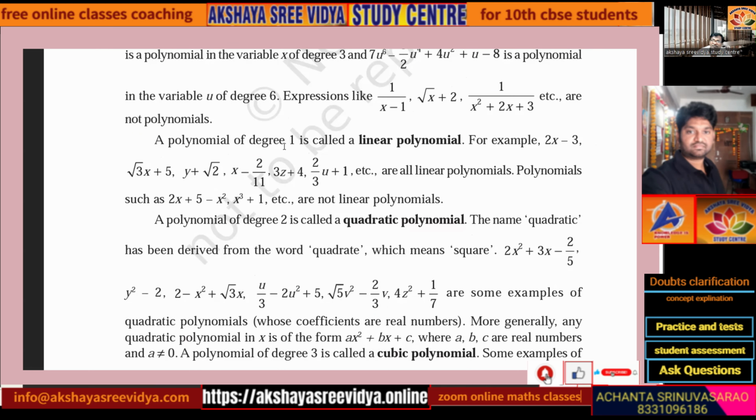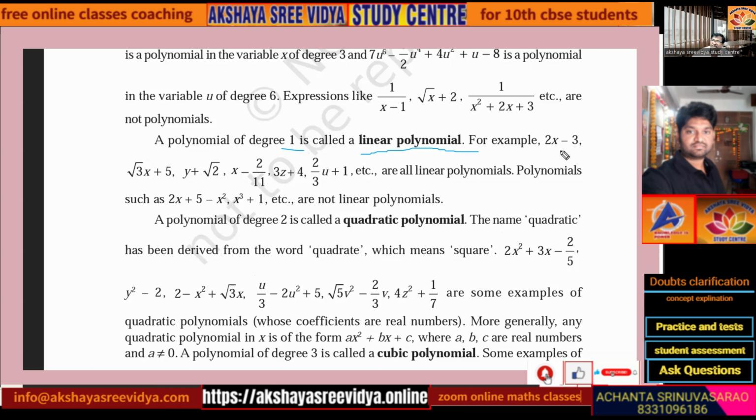A polynomial of degree 1 is called a linear polynomial. A polynomial of degree 1 is called a linear polynomial. If the degree is 1, it becomes a linear polynomial.